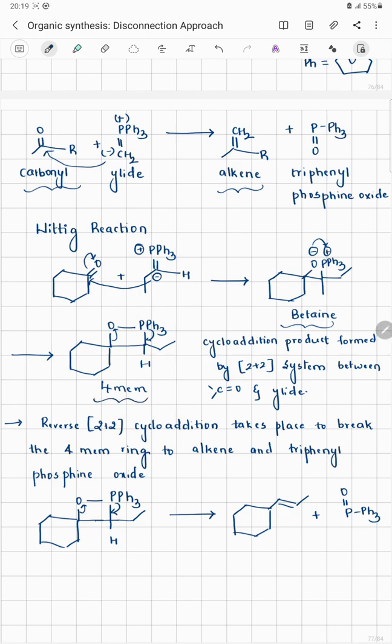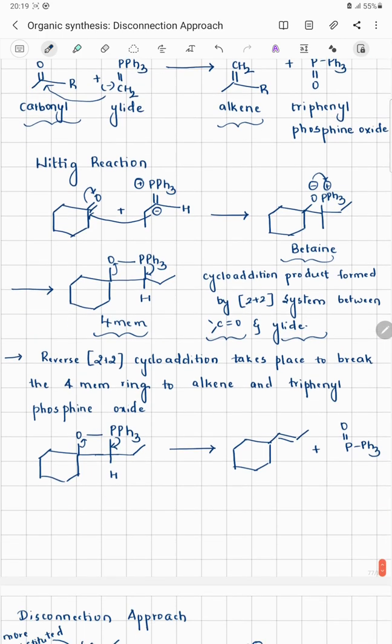Now what exactly has happened over here is, it is a cycloaddition product formed by a 2+2 system between the carbonyl carbon and the ylide. What is happening in this step number 1 is nothing but the reaction, that is cycloaddition, which is a 2+2 system. The negative charge attacks the carbonyl carbon, so that I get a betaine structure. It is going to lead to a 4-membered structure.